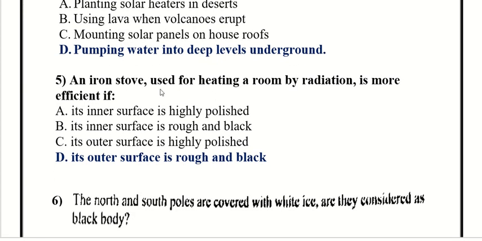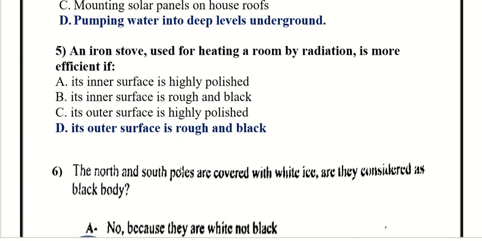An iron stove used for heating a room by radiation is more efficient if its outer surface is colored black, because it absorbs all the amount of radiation. But if it is rough, it cannot reflect all the incident rays, so it has a higher amount of energy that is transferred.